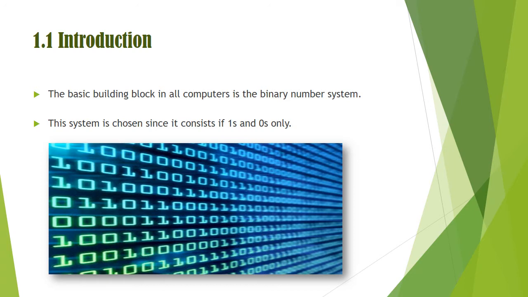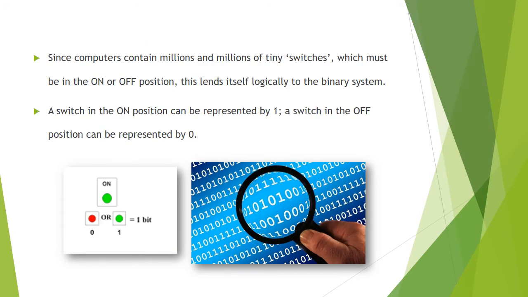We have 2 points in front of us. The first says the basic building block of all computers is the binary number system. The second says this system is chosen since it consists of ones and zeros only. Since computers contain millions and millions of tiny switches which must be in the on or off position, this lends itself logically to the binary system. A switch in the on position can be represented by 1, whereas a switch in the off position can be represented by 0.